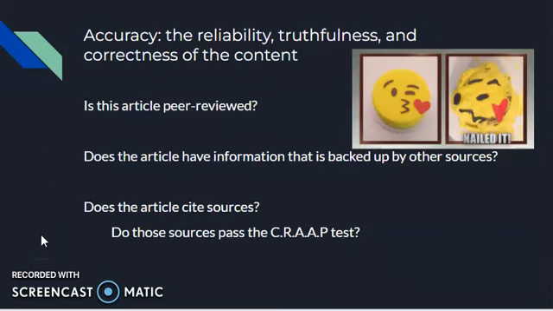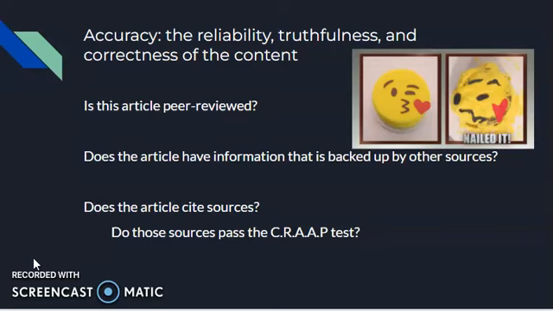Of all the initials in the C.R.A.A.P test, accuracy might be the most important. Accuracy is the reliability, truthfulness, and correctness of the content. The first question you need to ask yourself here is, is the article peer-reviewed? Has that article gone through the process of being reviewed by other people who are experts in that field? Oftentimes peer-reviewed articles are written by people who have obtained advanced degrees or have a level of expertise that is going to weed out bad information or information that's inaccurate in the publishing of the articles that you are looking at.